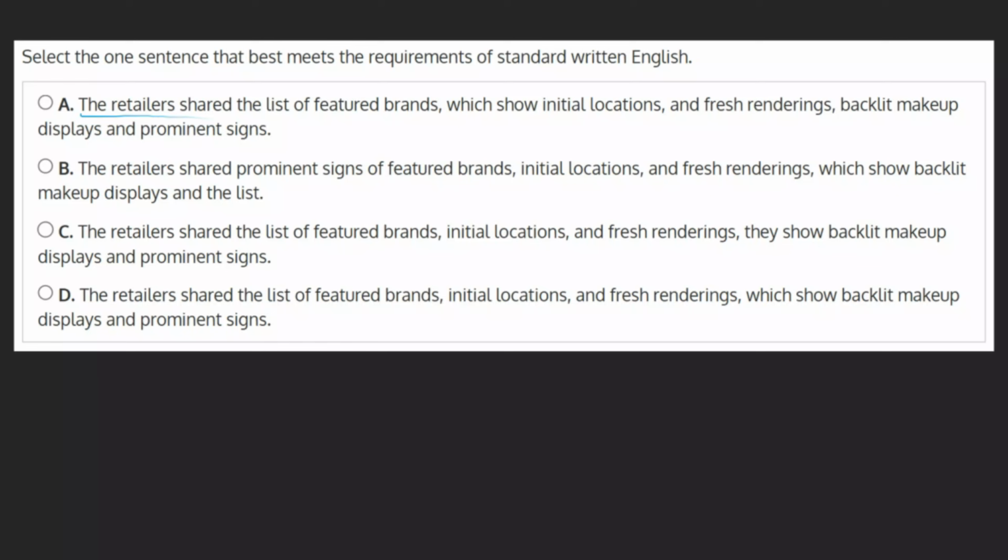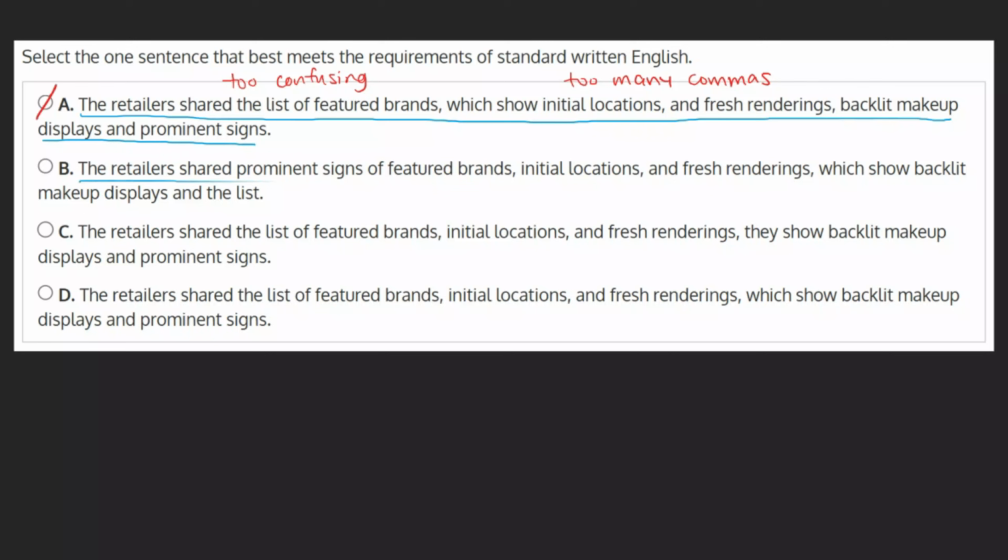A. The retailers shared the list of featured brands, which show initial locations and fresh renderings, backlit makeup displays, and prominent signs. This sentence is simply too confusing to understand. It's hard to tell what's being described, what's being shown, and there are too many commas. As this sentence simply can't be made sense of, we can mark this choice as incorrect.